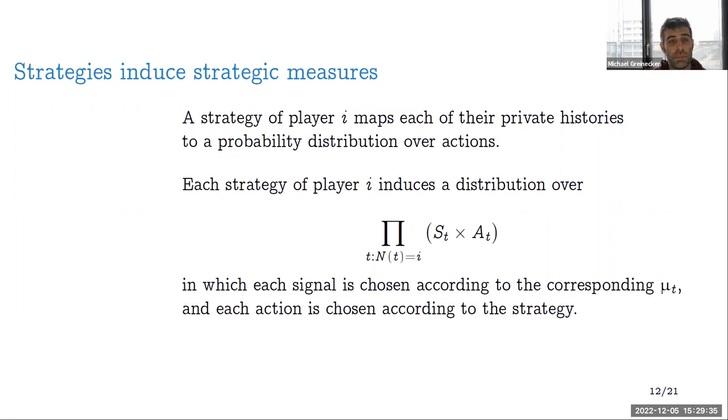Then independently, the next time the player observes something, we select the corresponding signal. And now we have a distribution over three objects, apply the strategy of the player and get a distribution over signals and actions in two periods. And we can continue so to get a whole distribution over all signals and actions of a player. Now, we call the images in these distributions strategic measures. If every player plays just once, this is exactly the same thing as the distributional strategies of Milgrom and Weber.